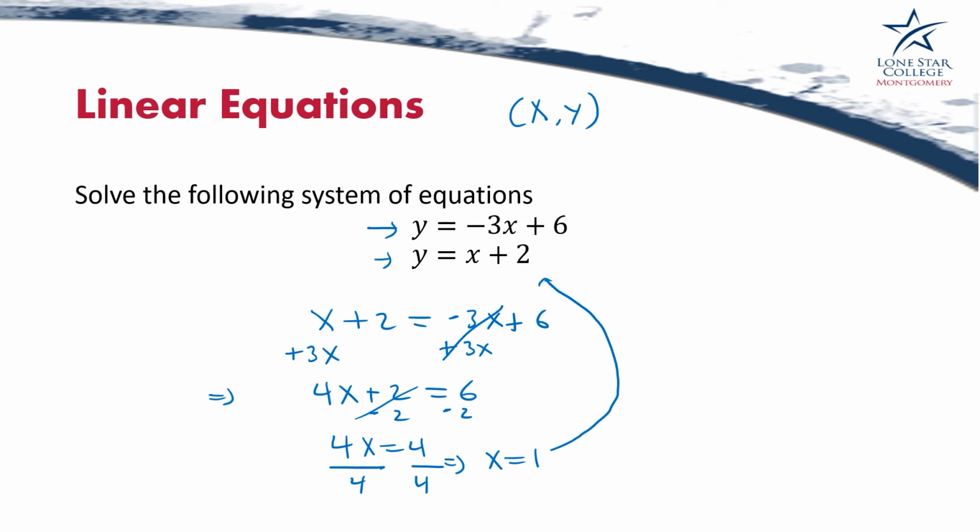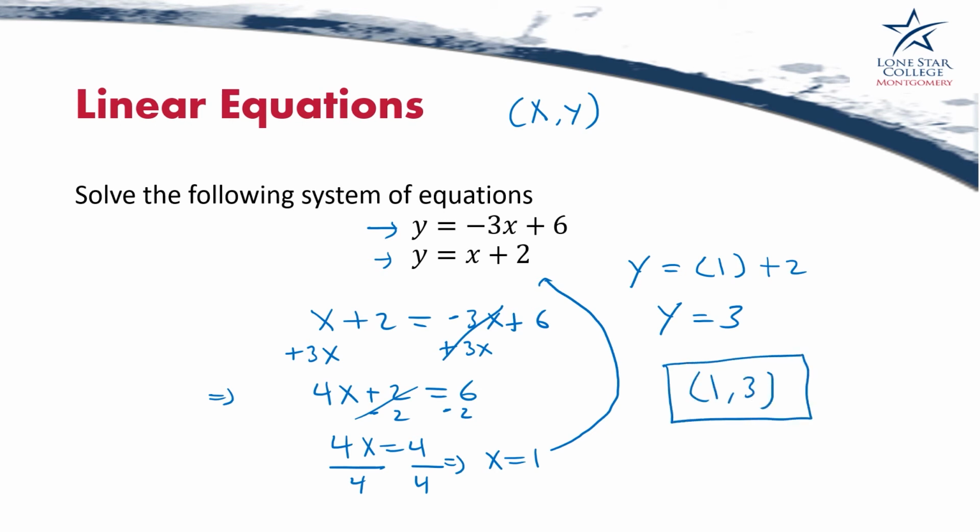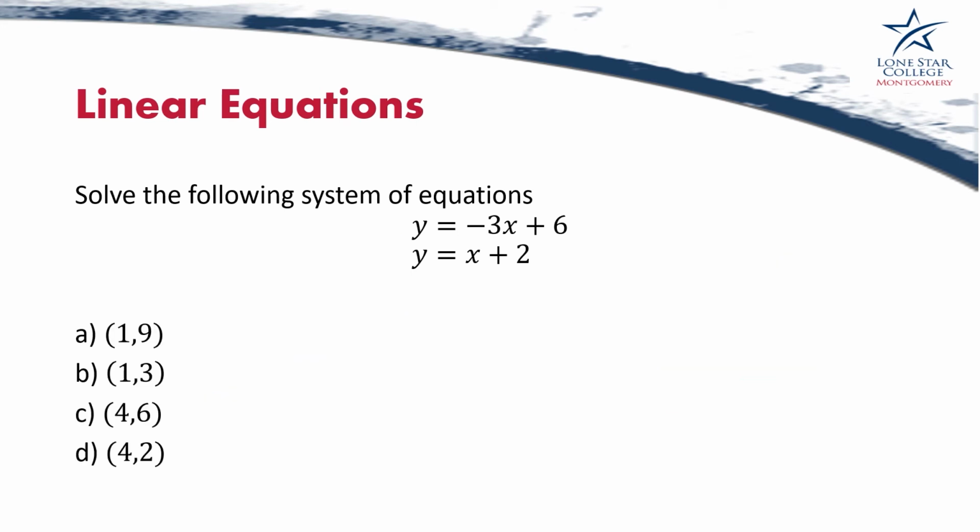But to make it easier, let's plug into the second one, y equals x plus 2, because that's simpler to do. That'll just be y equals 1 plus 2, because we just solved for x equals 1, so that tells us y is equal to 3. So our point should be 1, 3. And that's the solution to our system of equations. So the answer is B.